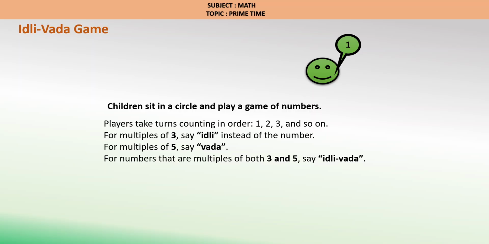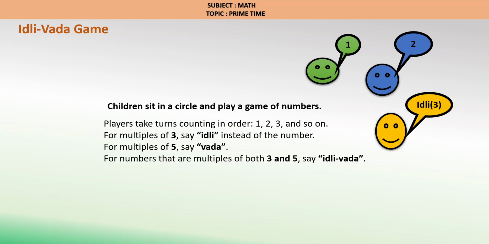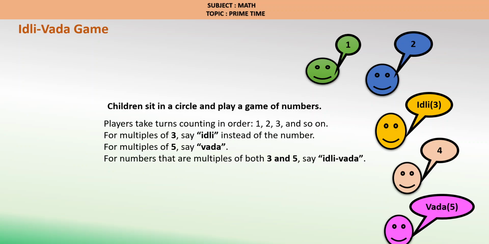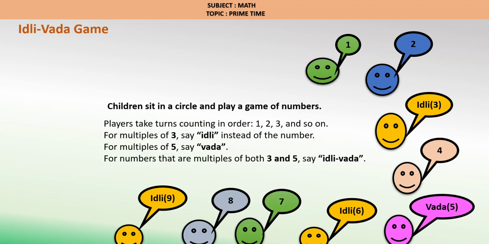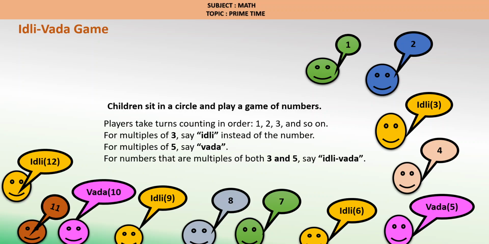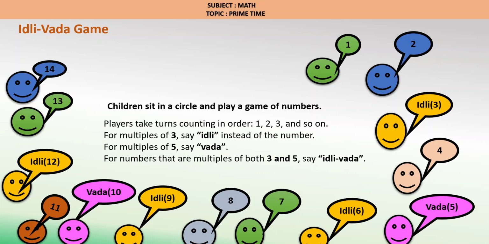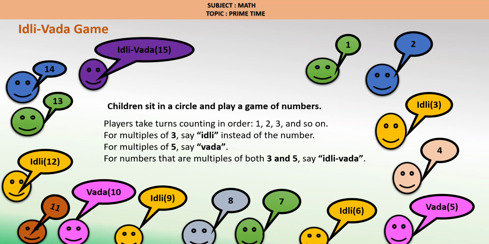Number 1 will start with 1, 2, idli, 4, vada, then idli, then 7, 8, idli, vada, 11, idli, 13, 14, idli-vada. So here idli-vada is a combination of the multiples of 3 and 5, and idli is the multiples of 3.